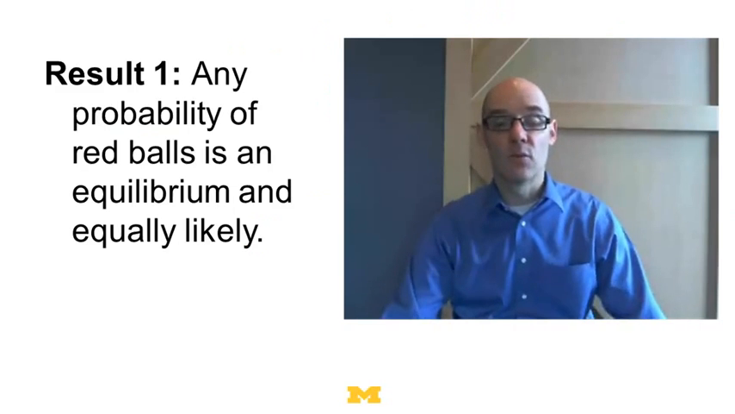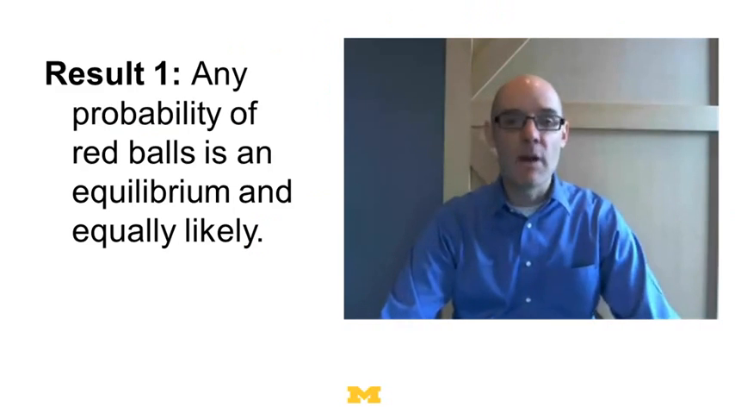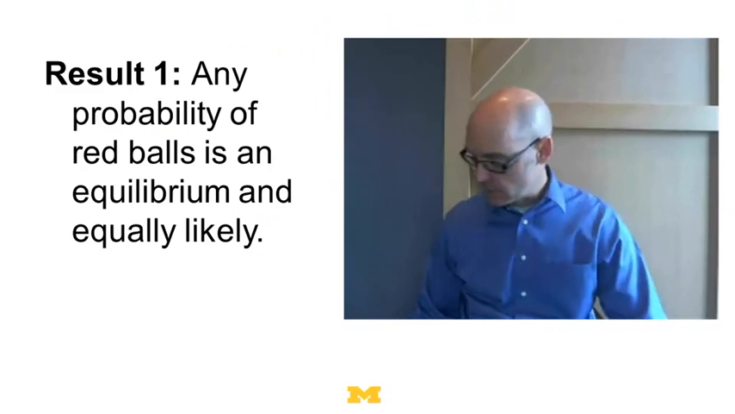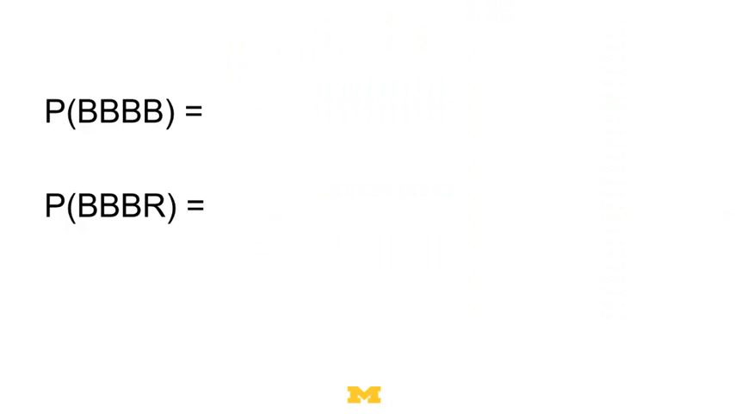Let's now go to result 1. This is the harder one. Any probability of red balls is in equilibrium, and it's equally likely. Again, let's do some examples. Let's suppose I've got all 4 blue balls, and I want to know what's the probability of this happening.